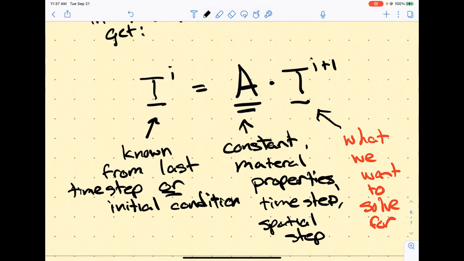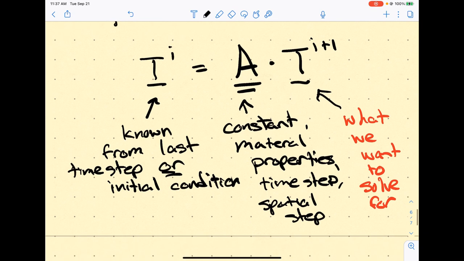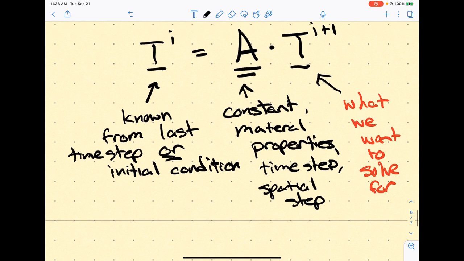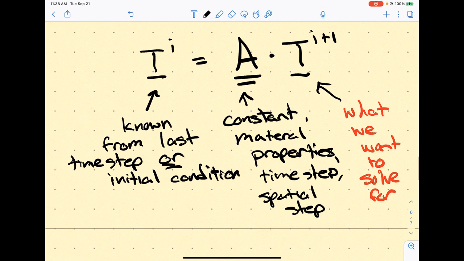Okay, so I know that some of you have at least had some linear algebra, maybe the college level linear algebra class, but even going back to that high school level. If this was a scalar equation and A was a constant, all you do to solve for T at time I plus one is just divide T at I by that constant A. But this is a matrix vector equation. So what's the equivalent operation for dividing T at time I by A? Do you remember that?